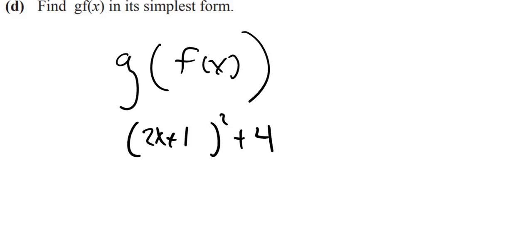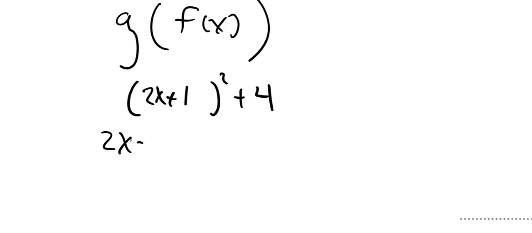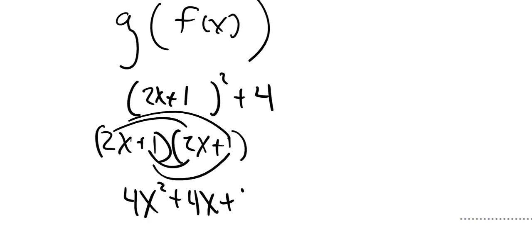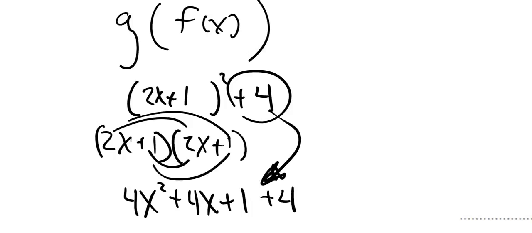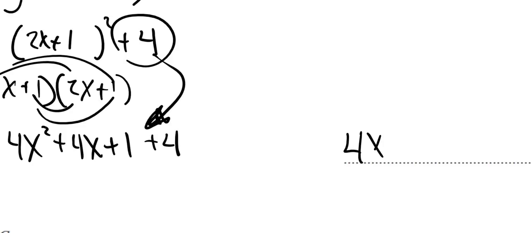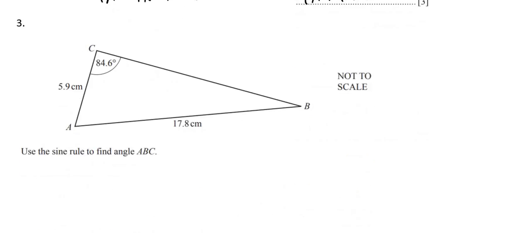Now, some people went wrong here when they tried expanding this, and you have to not forget to do this piece: 4x squared plus 4x plus 1, and now we add this plus 4 here. So what we needed to see in this case was 4x squared plus 4x plus 5. That gets you the 3 points.